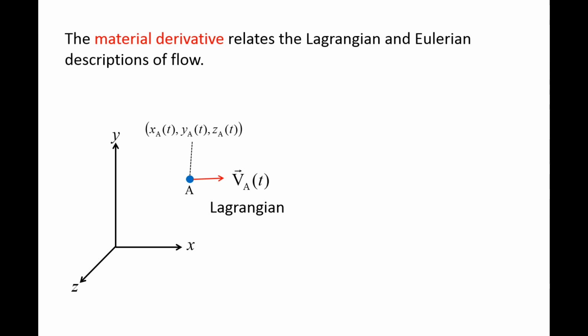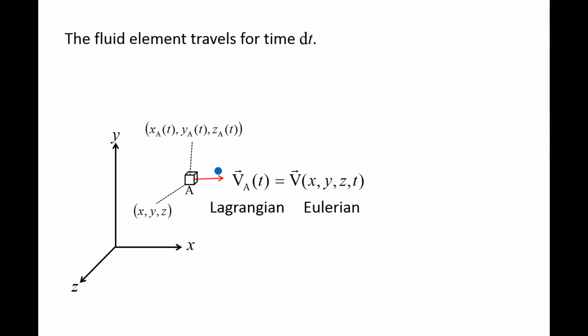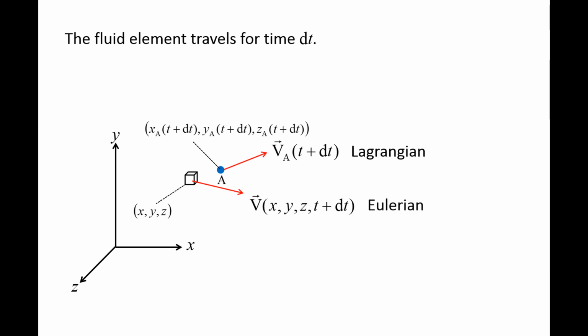As discussed in a previous video, the velocity of this fluid element is a function of time in the Lagrangian description since the fluid element's coordinates change in time. However, if we use the Eulerian description, the velocity is a function of time and space. A small amount of time dt passes and the fluid element's velocity changes. The velocity at the location previously occupied by the fluid element also changes. In the limit of dt becoming infinitesimally small, the change in the velocity of the fluid element from the Lagrangian point of view, dVA, is equal to the change in velocity at the location occupied by the fluid element, dV.